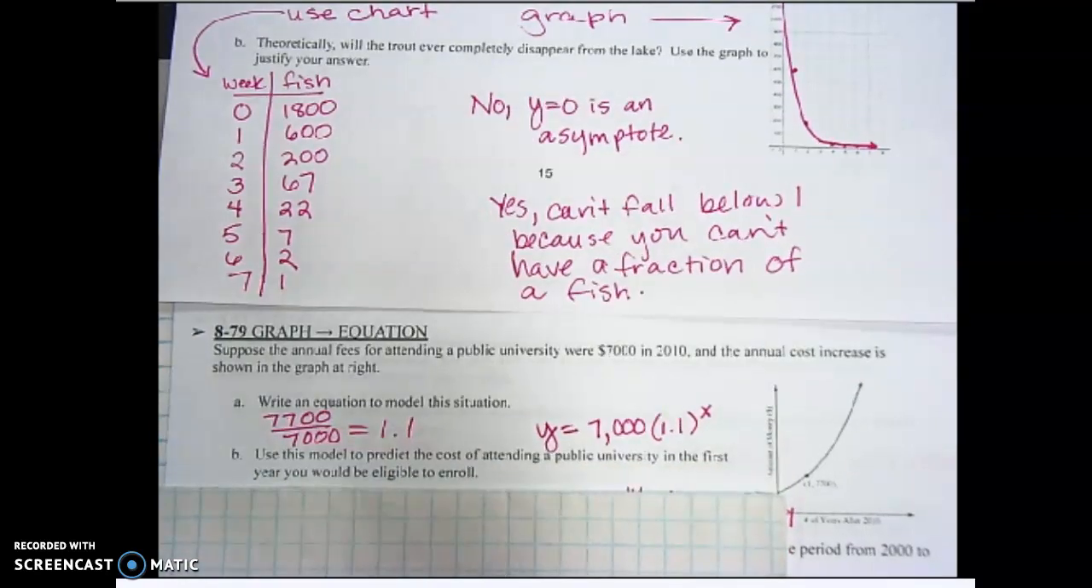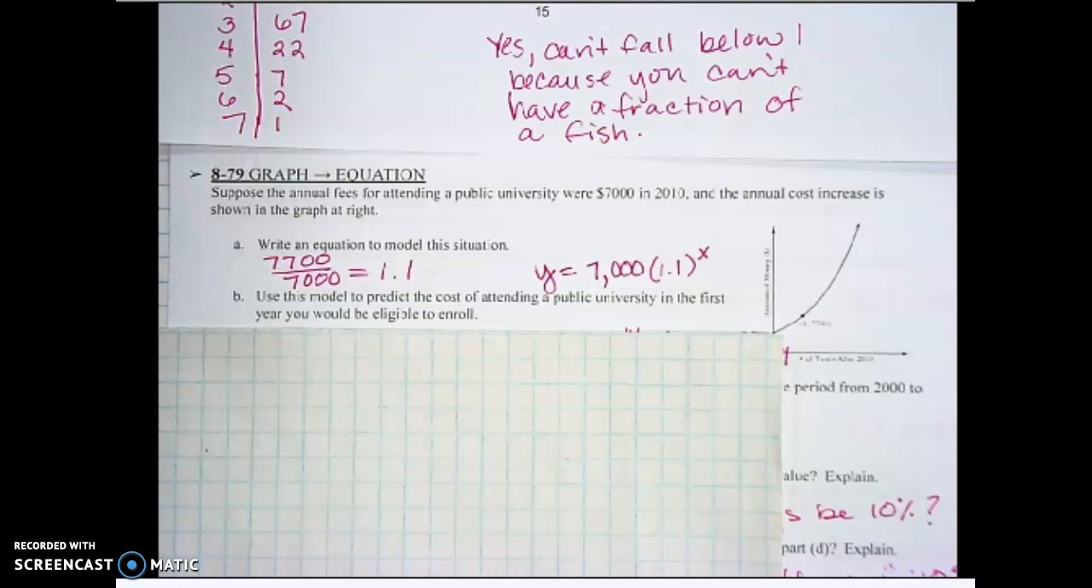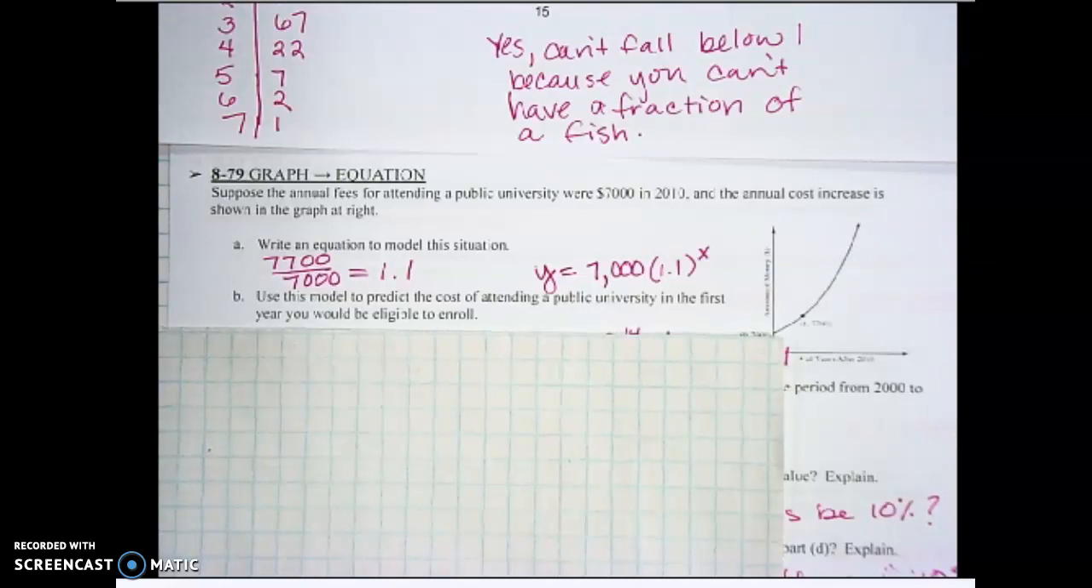Part B, use this model to predict the cost of attending a public university in the first year you would be eligible to enroll. Okay, most of you are freshmen, so we're going to go with freshmen, right? What year is it right now? 2020, right? So what year will you enroll as a freshman in college? If you did a regular 4 years of high school, I mean, some of you may be here 5 or 6, I don't know, hopefully not. So hopefully you're here for only 4 total years, right? And then you enroll your first year as a freshman, and that would be the year 2023.